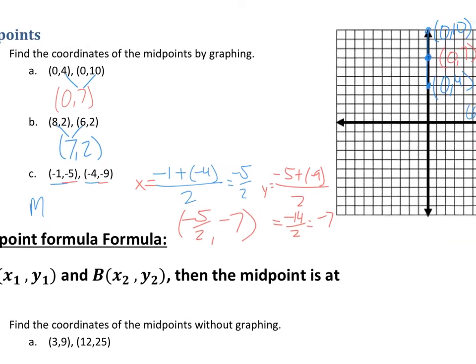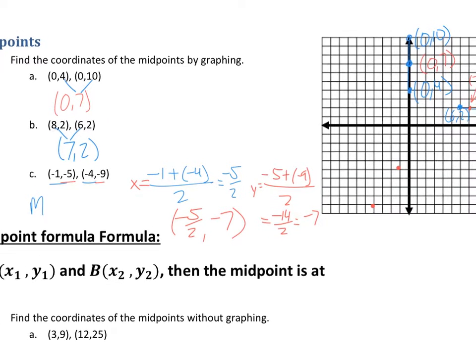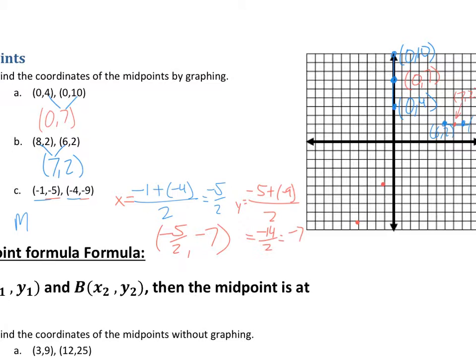Well, let's test that out. Let's go over here to the graph. Let's graph (-1, -5), should be right there. And (-4, -9), that should be down here. And then to get a line here, let's do a line, let's see. Oh, that was close. Let me try that again. Okay, so there's a line.